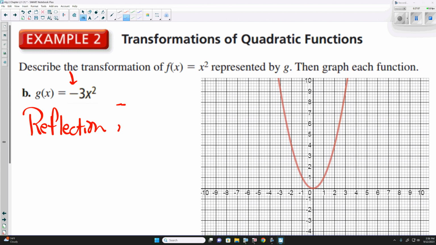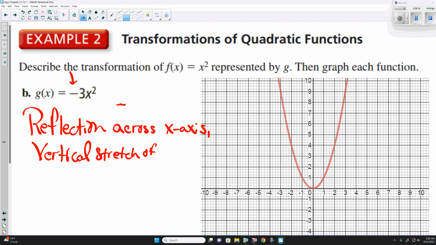Yes. Since it's outside, it's going to be across the x-axis. The negative part of A tells us a reflection. The 3 tells us it's a what? Stretch of 3. Since there are no parentheses, it's automatically understood to be outside. Questions on this here?